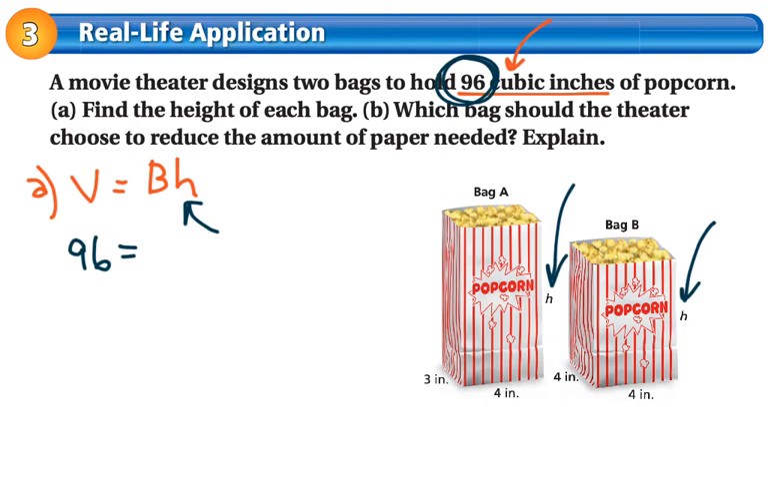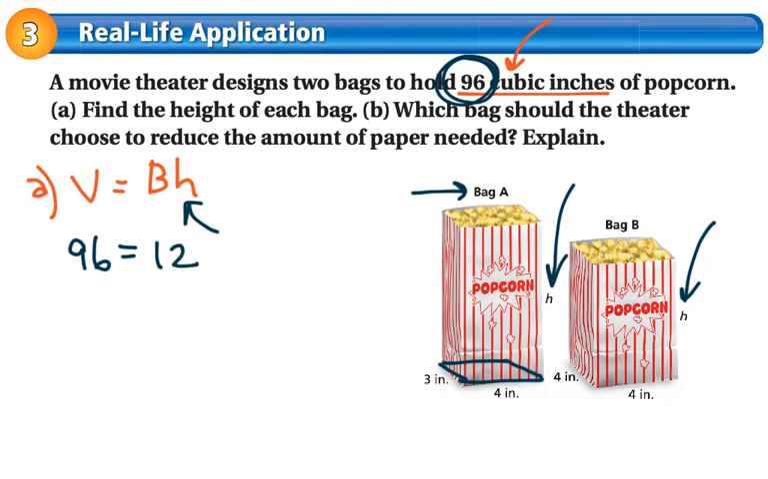Now, if we look at bag A first, I'm going to have to find the area of the base by realizing that the area of the base down here is actually a rectangle. So I can find its area by multiplying these two dimensions together. And 3 times 4 would give me an area of 12 square inches.